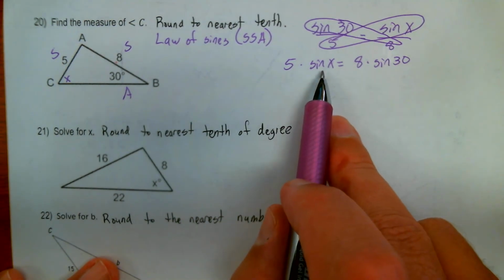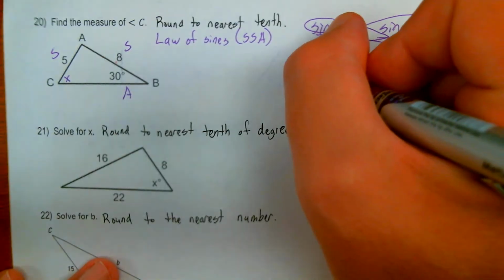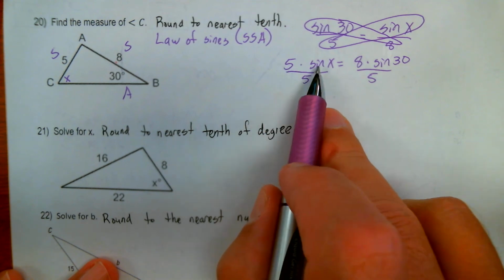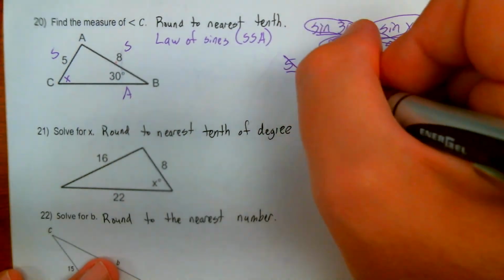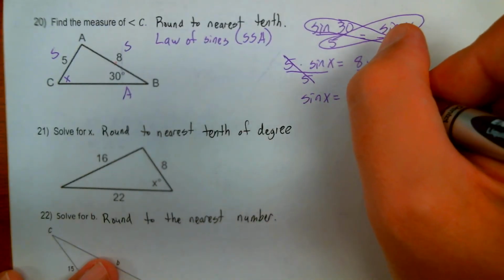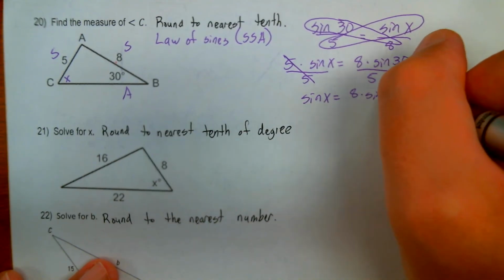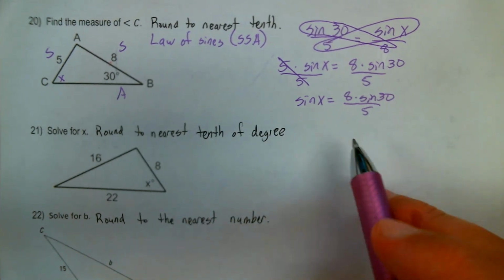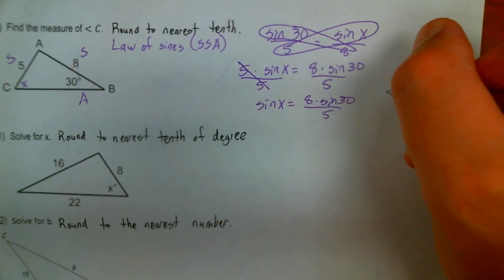Now I need to get x by itself, so I've got to get rid of this 5. So I've got to divide. That's multiplication, that's not addition. So divide both sides by 5. Now I have sine of x is equal to 8 sine of 30 over 5. Now there's one of two ways you could do this. I'm finding an angle, so I've got to use the inverse.